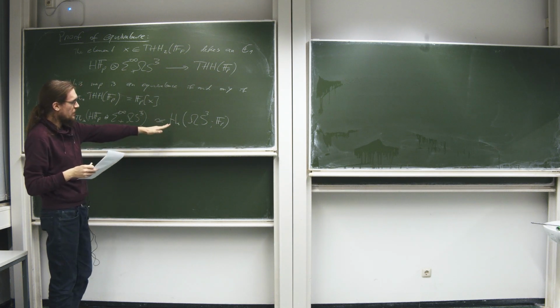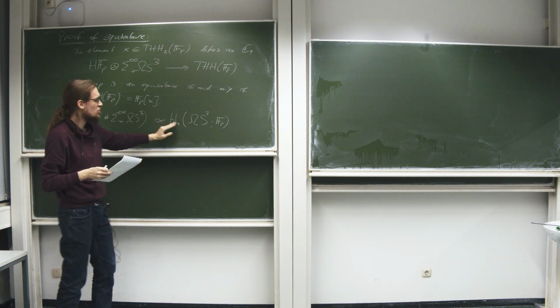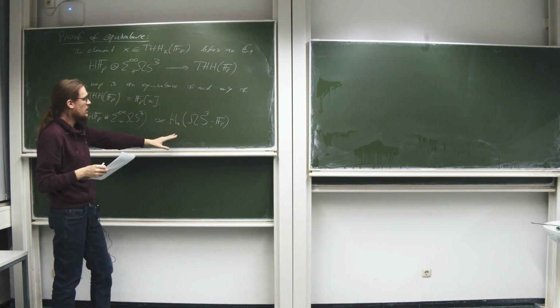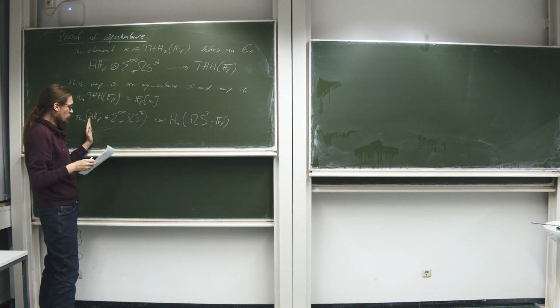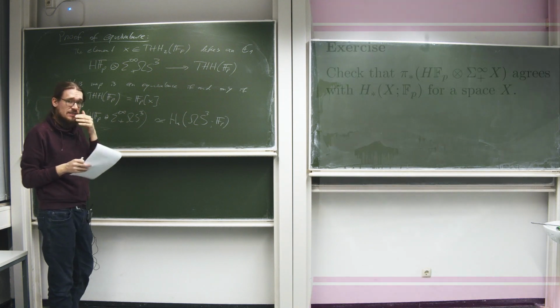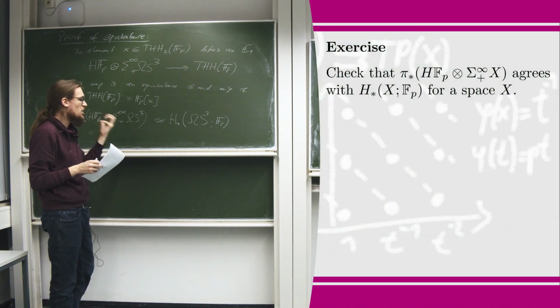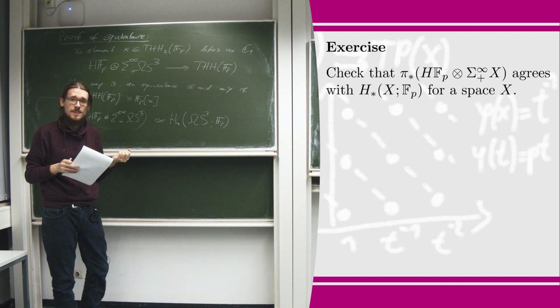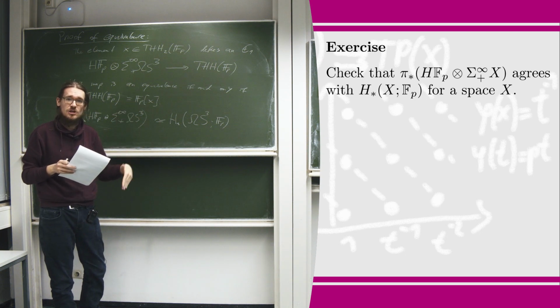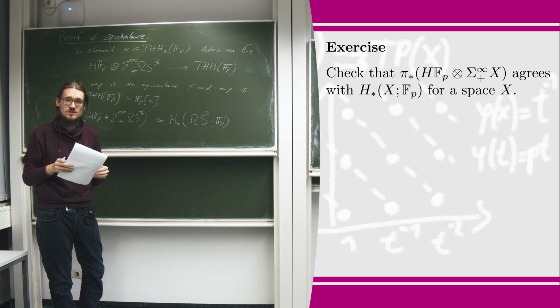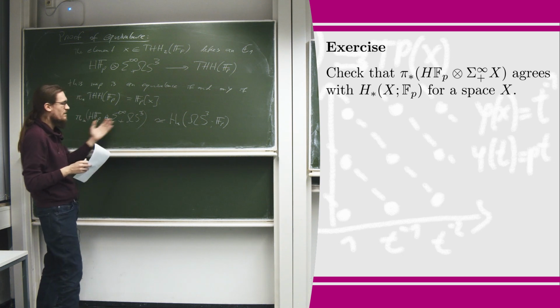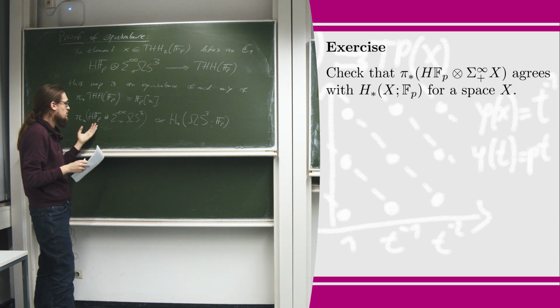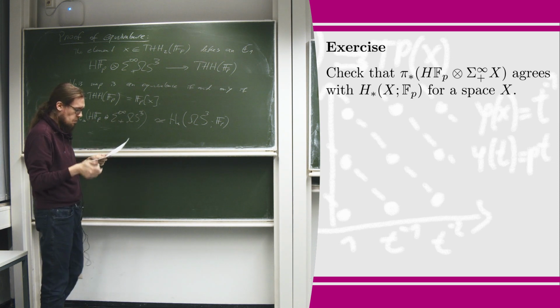So this assertion that the homology groups of a space agree with the homotopy groups of the spectrum you get by taking sigma infinity and then tensoring with HFp, I want to pose that as an exercise. So the idea is that you can just check that this construction here defines a homology theory, and you can check that it satisfies all the Eilenberg-Steenrod axioms, so it has to agree with singular homology. I think that's a very good exercise if you've never seen this relationship between spectra and homology theories.